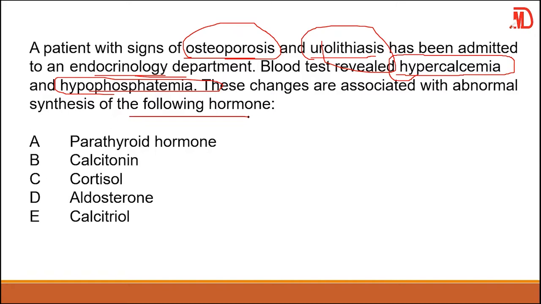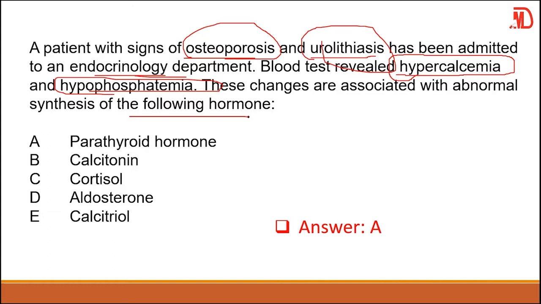Again, what hormone is responsible for the production of calcium? We've talked about it. Who can tell me? Thank you. Parathyroid hormone. So as calcium is increasing, phosphate is decreasing. As phosphate is increasing, calcium is decreasing. That is how they play.